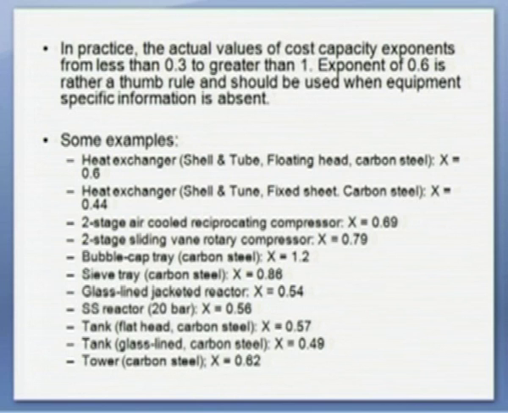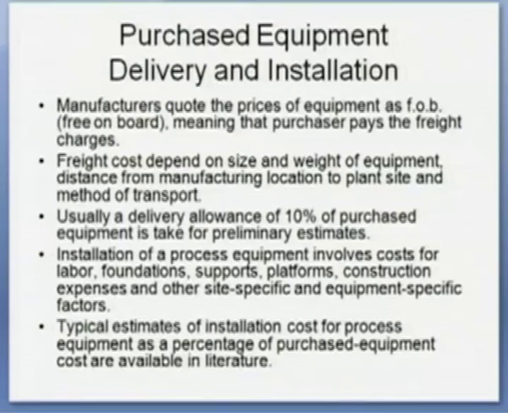2-stage air cooled reciprocating compressor x equal to 0.69, 2-stage sliding vane rotary compressor x equal to 0.79, bubble cap tray carbon steel x equal to 1.2, sieve tray x equal to 0.86, material of construction carbon steel, stainless steel reactor up to 20 bar x equal to 0.56, so on and so forth. So, depending on the type of equipment and its specification and capacity, the capacity ratio exponent varies, but the typical value is 0.6. The aspect of purchase equipment delivery and installation.